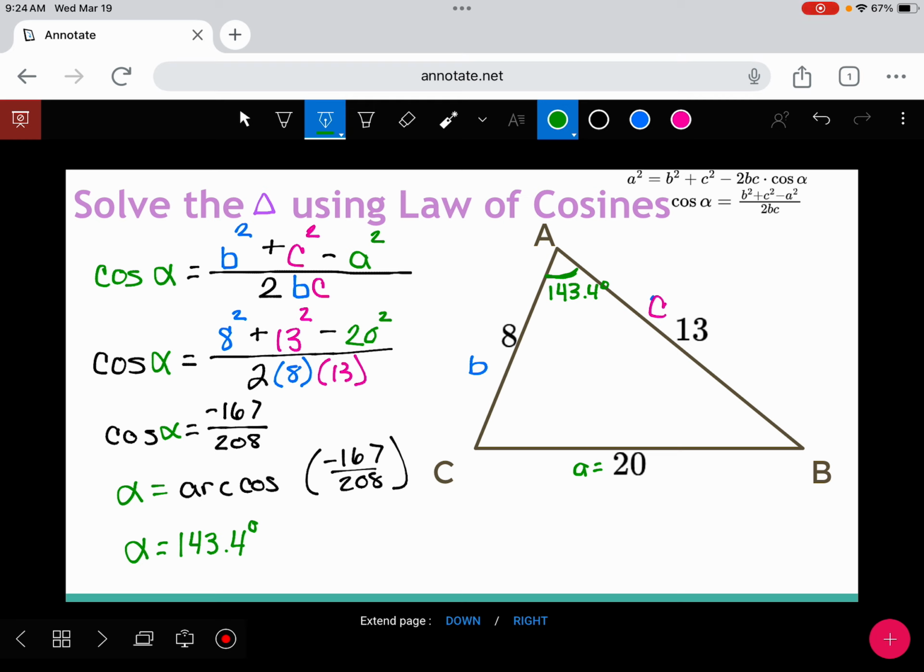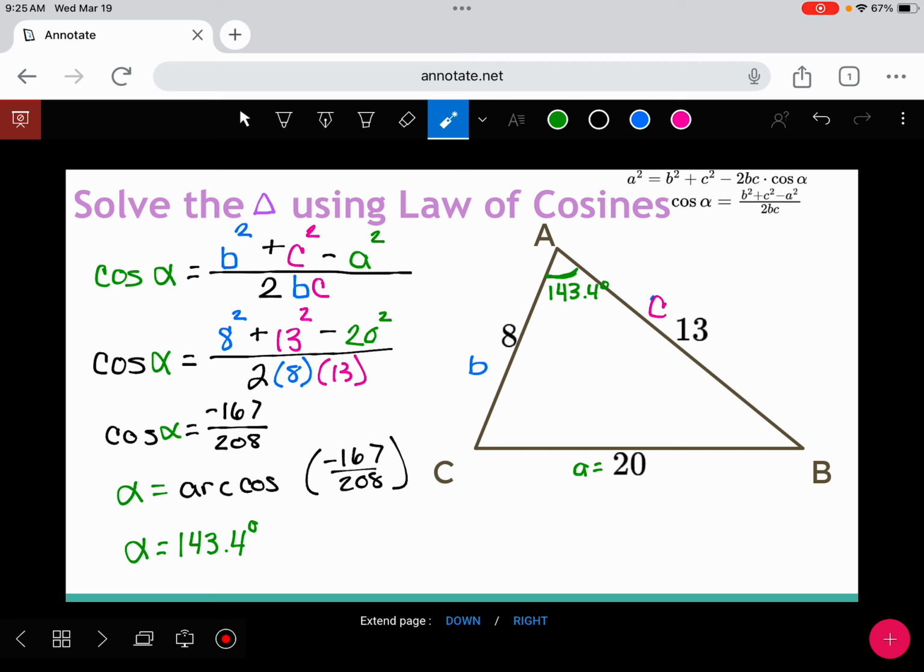So now we need to figure out our two other angles. You can do law of sines. You can also still do law of cosines. We just have to be careful if we're starting from a different angle that we make sure to adjust our pieces. But you can use law of sines.